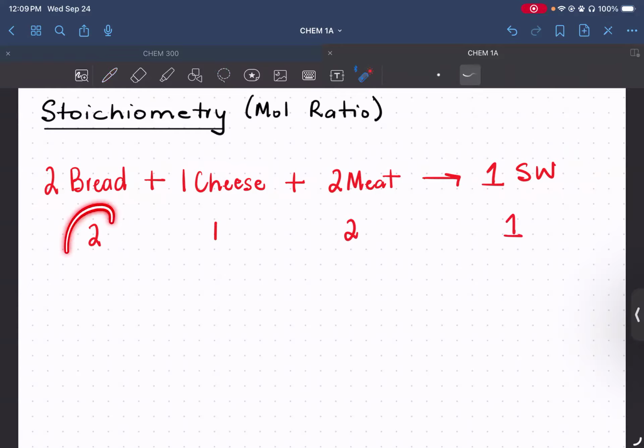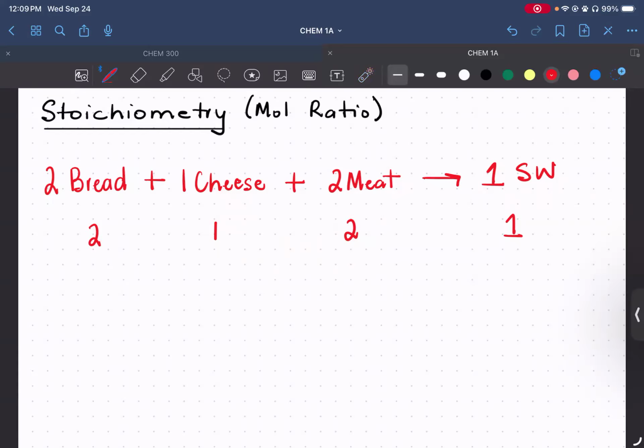For example, we need 2 slices of bread to make 1 sandwich. We need 1 slice of cheese to make 1 sandwich. And we need 2 slices of meat to make 1 sandwich. But the beauty of these ratios is that it allows us to make predictions. If you've ever tried to look up a recipe online, you probably have read something along the lines of, the following recipe will feed 4 to 6 people, adjust based on how many people are eating. And that's exactly what we do with stoichiometry.